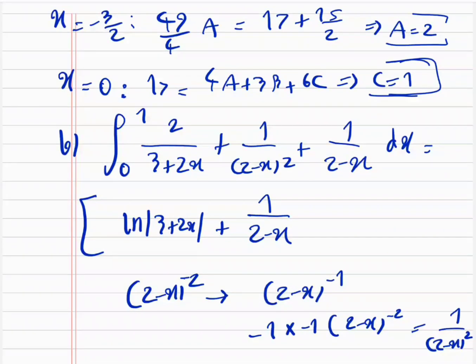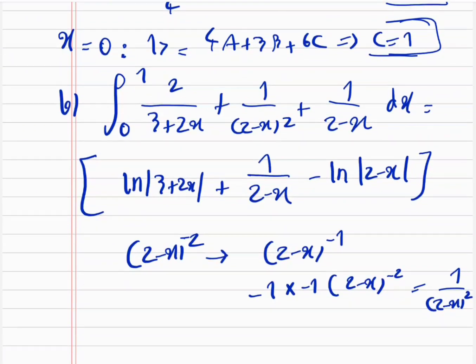And finally, we have 1 over 2 minus x, and this one simply integrates to minus ln of 2 minus x, because we'll have minus 1 over 2 minus x, but this minus and that minus just cancel.